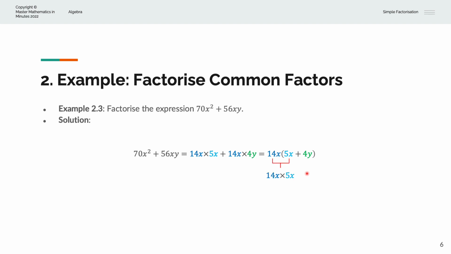To check our answers, we have 14x multiplied by 5x as the first term, and 14x multiplied by 4y as the second term. And so these two are equivalent, but we factorize 14x outside the brackets on the right-hand side, as required by the question.